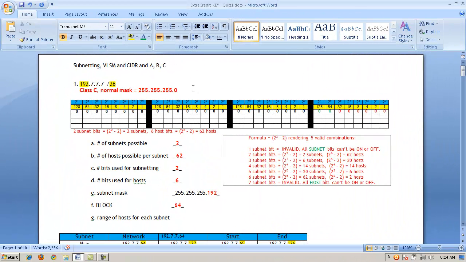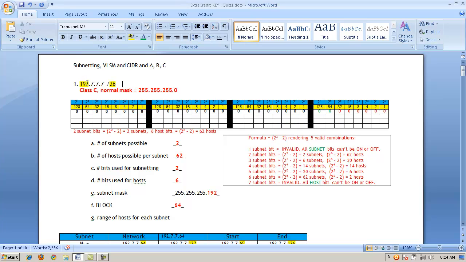Let's take a look at variable length subnet masking, or VLSM, and classless interdomain routing, or CIDR, as well as some classful IP version 4 subnetting. So in this first problem, there are two important parts: the first octet, which gives us the class, and the CIDR. If we look at the first octet and we know the class, we know what the normal CIDR is, then we can get an idea of how many bits we're subnetting or supernetting on.